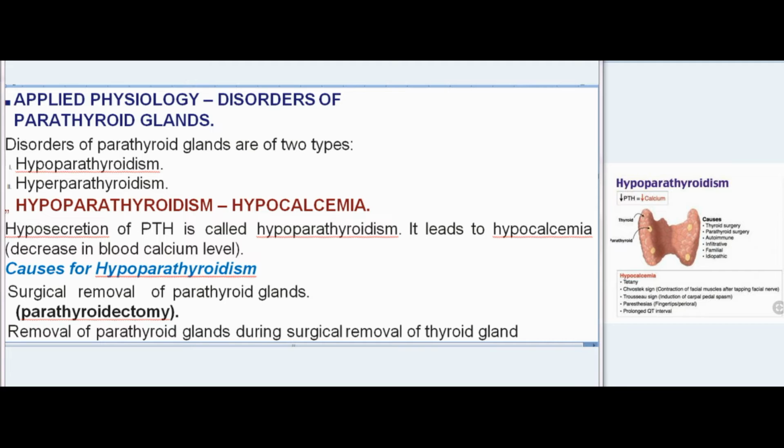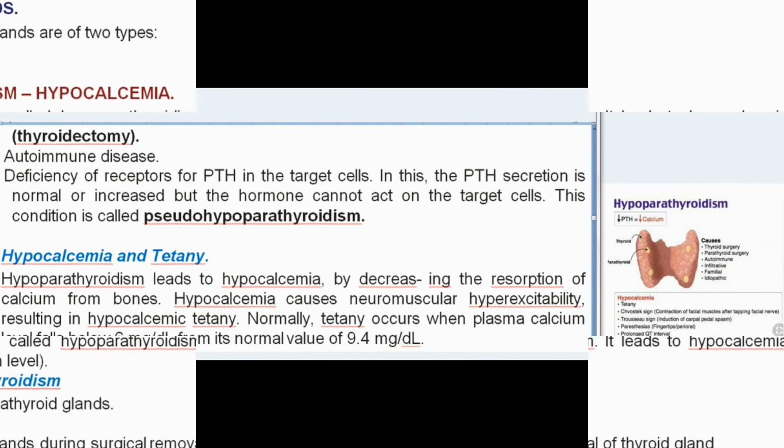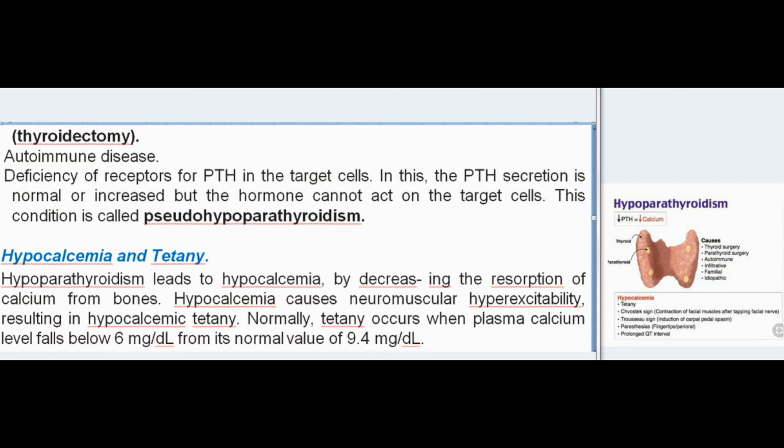Parathyroidectomy: removal of parathyroid glands during surgical removal of the thyroid gland, thyroidectomy. Autoimmune disease: deficiency of receptors for PTH in the target cells. In this, the PTH secretion is normal or increased, but the hormone cannot act on the target cells. This condition is called pseudo-hypoparathyroidism. Hypocalcemia and tetany.